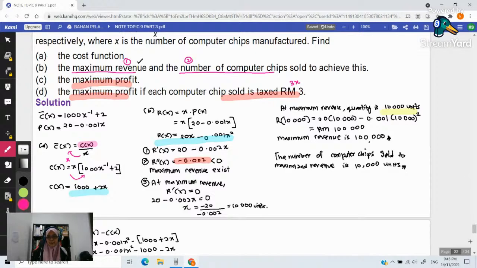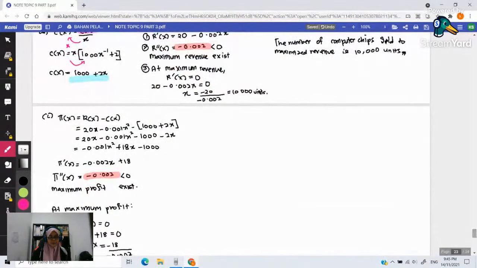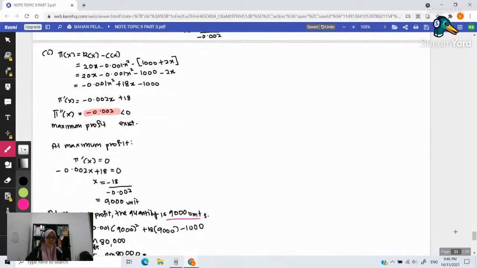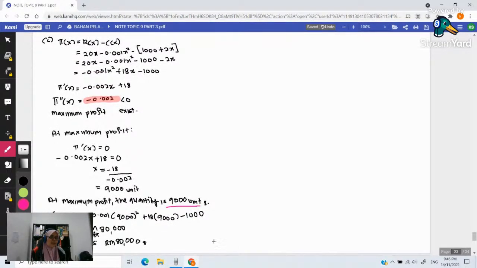So what is different from C? The difference is we need to find the profit after tax.